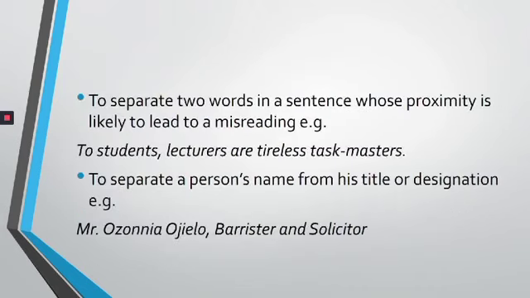Comma is also used to separate two words in a sentence whose proximity is likely to lead to a misreading. For example, to students, lecturers are tireless taskmasters. Now, this sentence is going to be a lot less readable without the comma in between the students and the lecturers. Comma is also used to separate a person's name from his title or designation. For example, Mr. Ozonia Ujielu, barrister and solicitor.